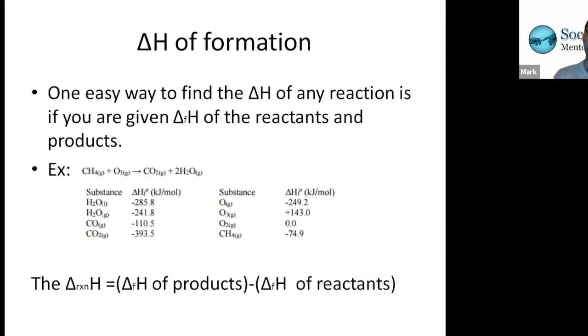And there's this thing called the delta H formation, which is what we're going to look at next. And this is the main thing that you'll be looking at when you have questions regarding enthalpy on the MCAT. So one easy way to find the delta H or change in enthalpy of a chemical reaction is if you are given the delta H of formation of the reactants and the products. Okay, so if you look here, there are these water molecule. So we're turning methane plus O3, which is ozone, into CO2 and H2O, right? It's combustion.